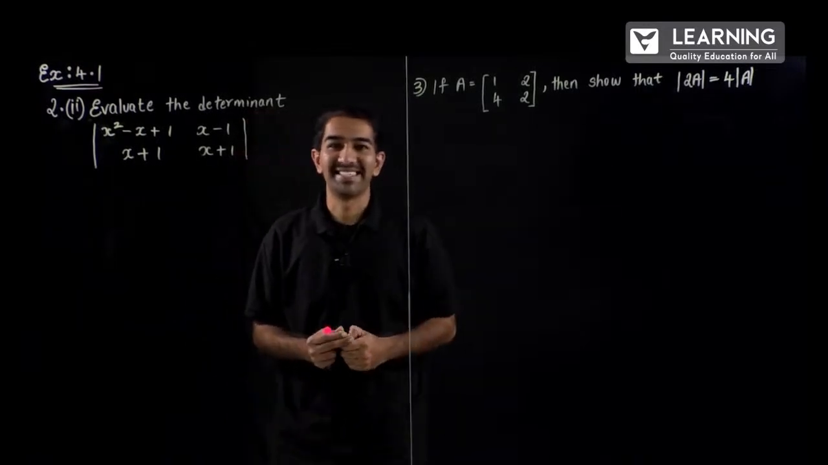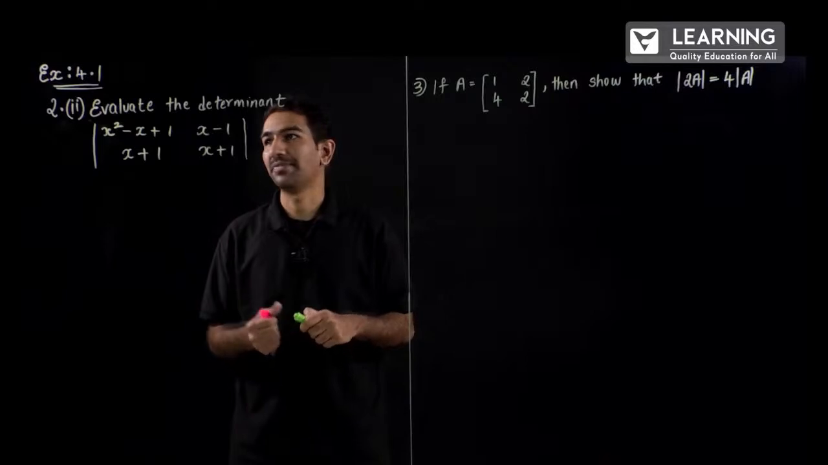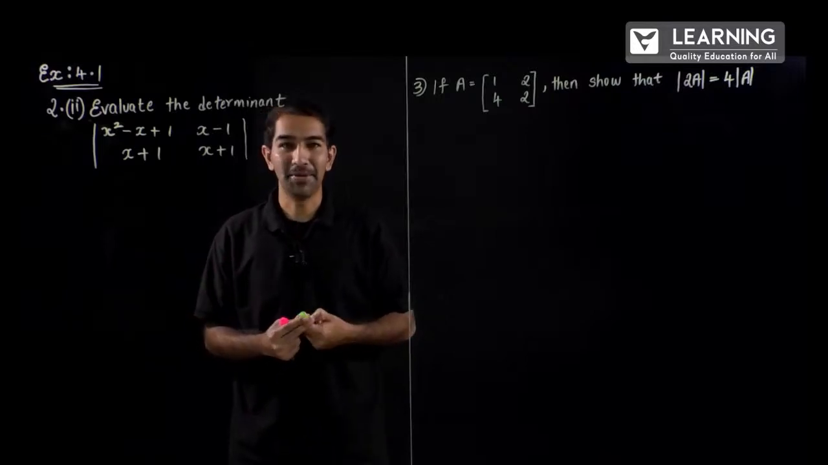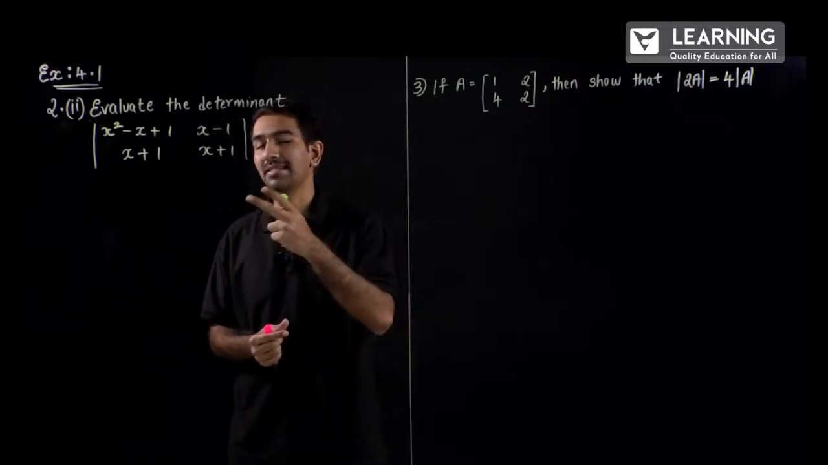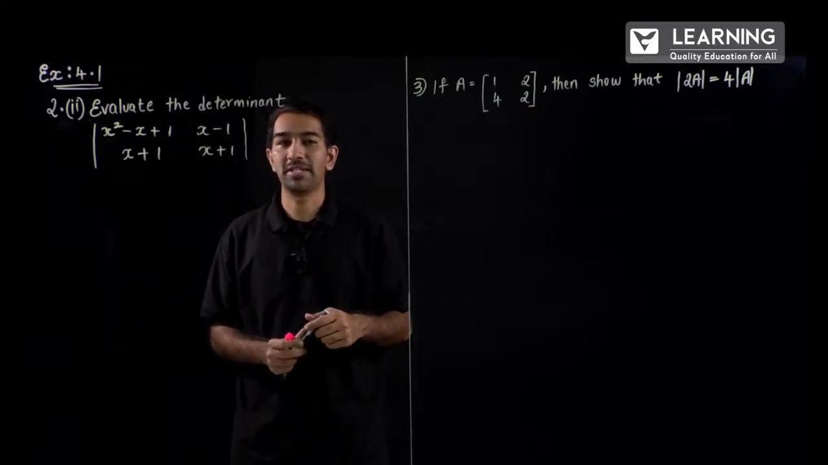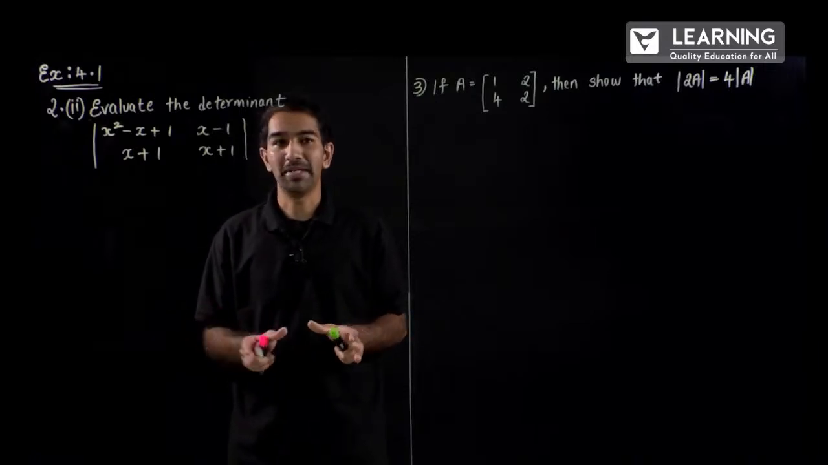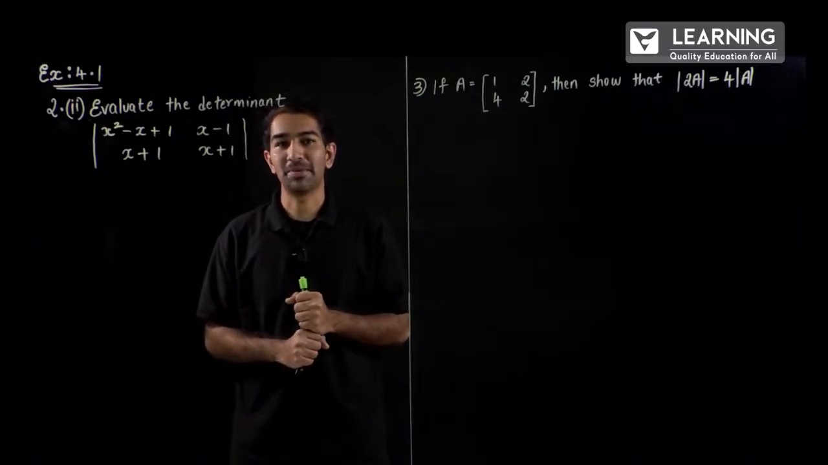Hello students. So we are here with the next chapter of NCERT important exercise problems. Here we are starting with the very first exercise of the fourth chapter, Determinants, exercise 4.1. Here we'll be solving the important questions of exercise problems of NCERT.